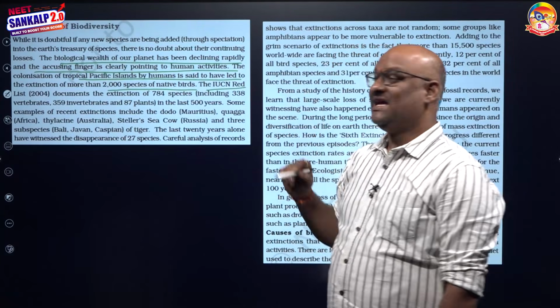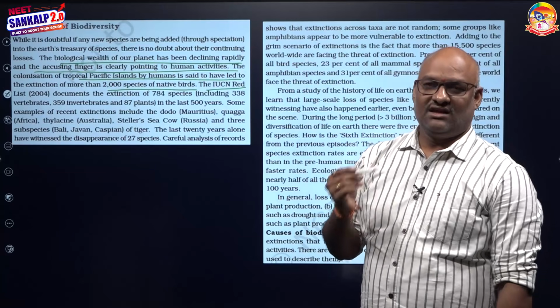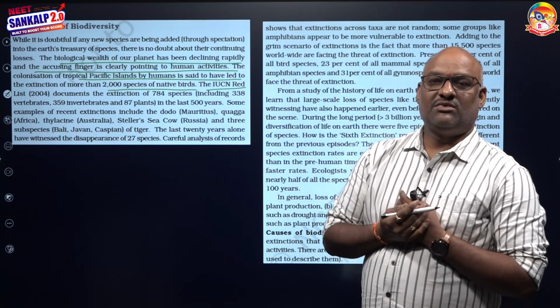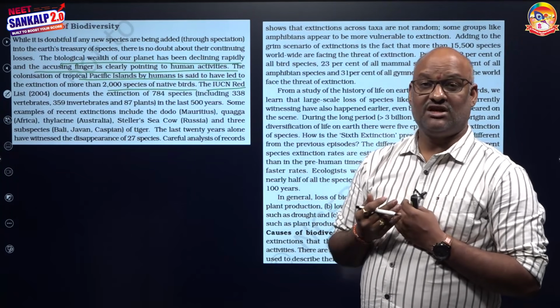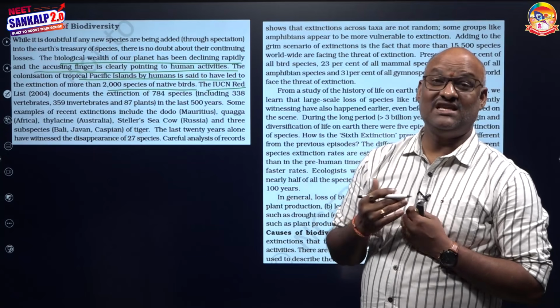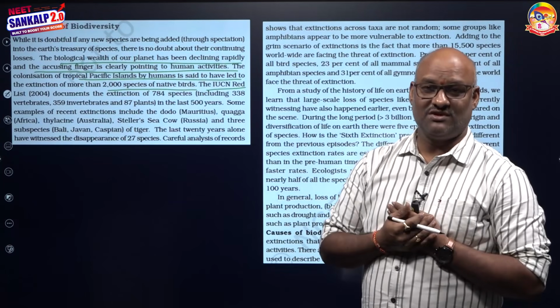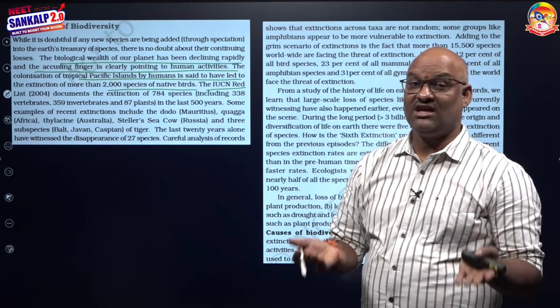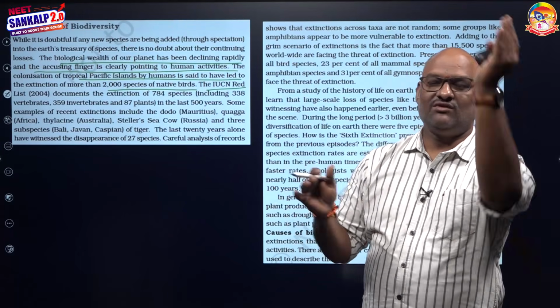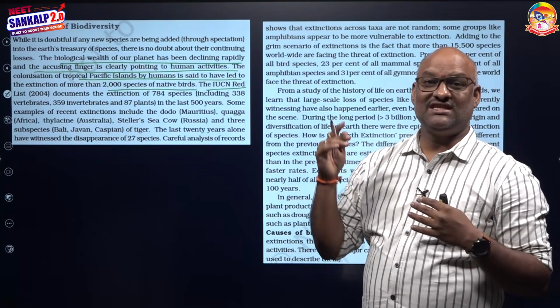According to the IUCN Red List, what is the Red List? The Red List consists of the number of species which are already extinct, species which are going to become extinct, endangered species which are going to go extinct in the near future, and vulnerable species, the number of species which are very rare in our ecosystem. Like this, we are going to discuss the different types of species in the Red List.